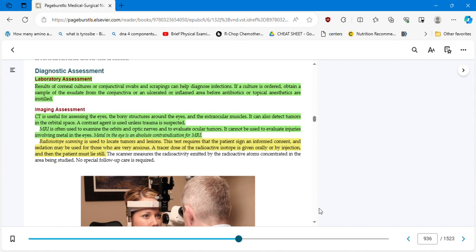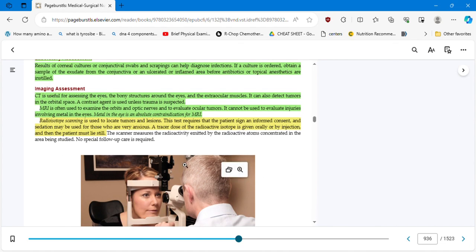In terms of imaging, the CT is useful for assessing the eye, the bony structures around the eye, and the extraocular muscles, whereas the MRI is often used to examine the orbits and optic nerves and to evaluate ocular tumors. Okay, it cannot be used to evaluate injuries involving metal in the eye. Metal in the eye is an absolute contraindication for MRI.